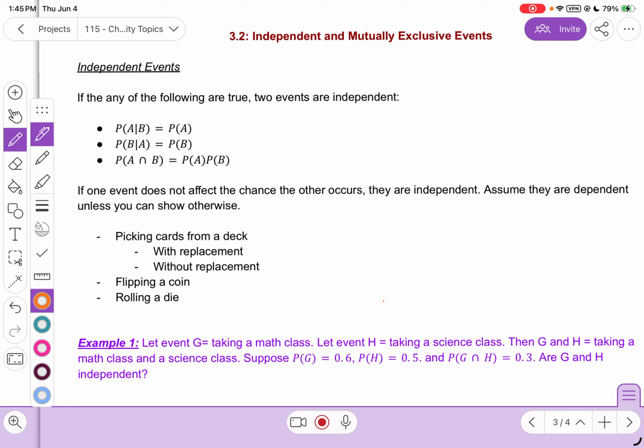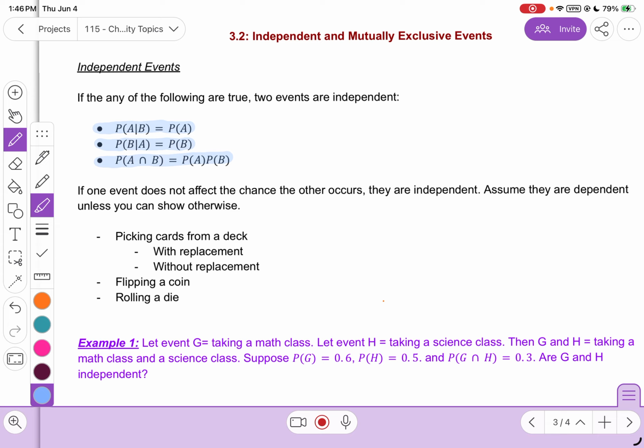They use conditional probability. So the first way is if the probability of A given B equals the probability of A, they're independent, because that proves B doesn't affect A. The reverse is true. If the probability of B given A equals the probability of B, then they're independent, because A doesn't affect B. The third one is if the probability of A and B equals the probability of A times the probability of B. If you can just multiply them together and they're equal, then they're independent.